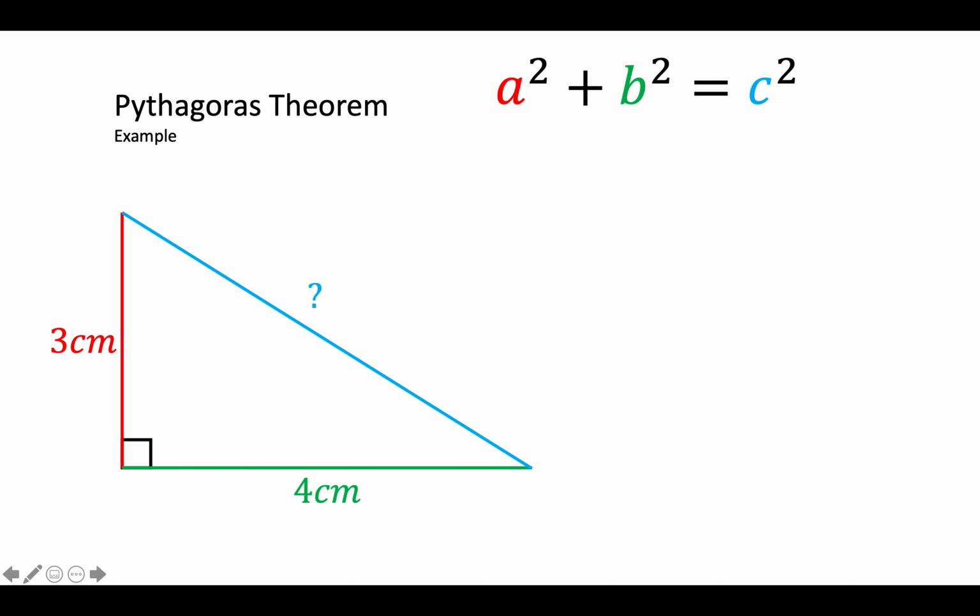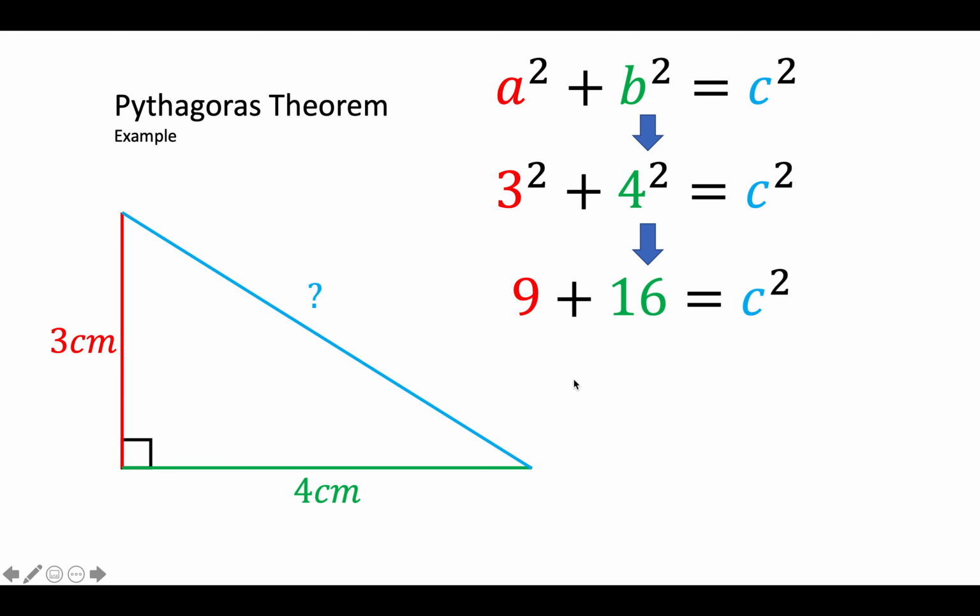Okay, let's look at an example. So here we have an example of a triangle. We have lengths 3 and 4, and we have to find the longest length. So we know that the longest length is C, and we put these numbers into the equation. 3 squared plus 4 squared equals C squared. We simplify. 3 squared is 9, 4 squared is 16. We add them together. We get 25 equals C squared.